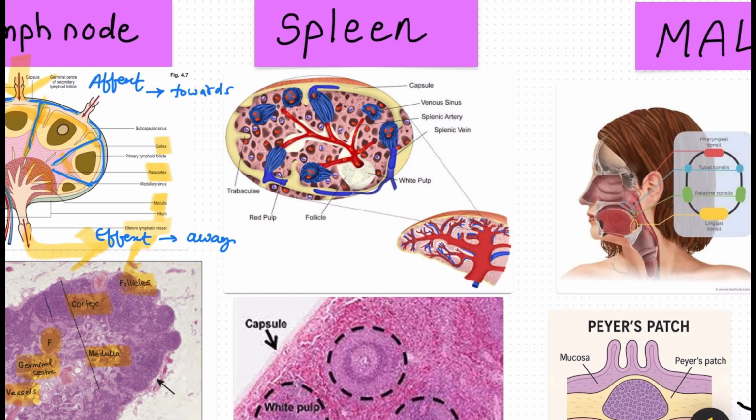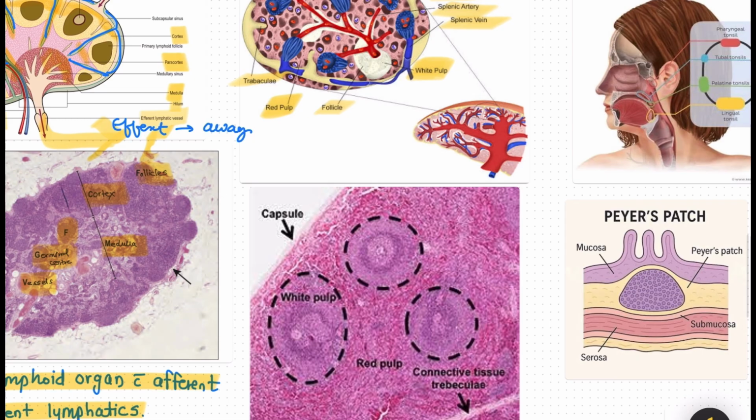So this is a diagram of a spleen section. It shows the capsule. It has red pulp and white pulp. Okay. Spleen is divided into red pulp and white pulp. Then splenic artery, vein, trabeculae, venous sinuses and follicles. Okay. Again, like lymph nodes, spleen also has a capsule which sends trabeculae inside. It has a red pulp and white pulp.